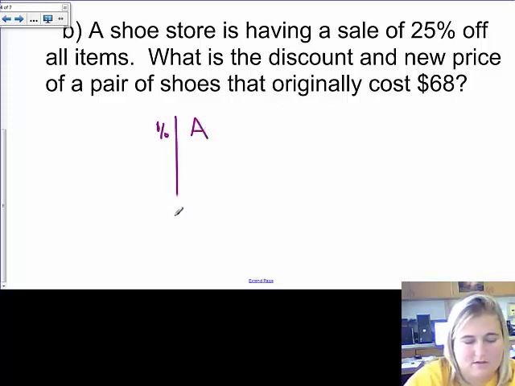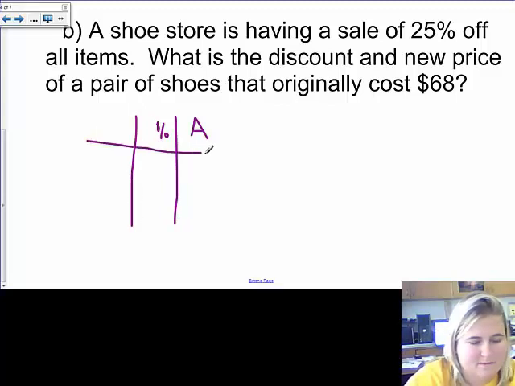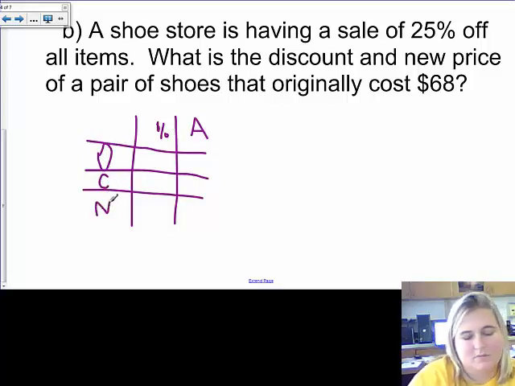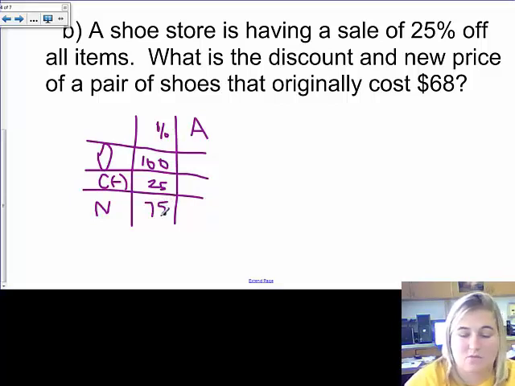And I'm going to make the rest of my table here. Which is original, change, and new. The original percent is always 100. Okay. And because we know it's a sale, we know it's decreasing. So the change is going to be going down. Subtraction. And it's decreasing by 25%. Well, since I know that, I know the new percent has to be 75%. That's how much of the original price I'm paying is 75%.